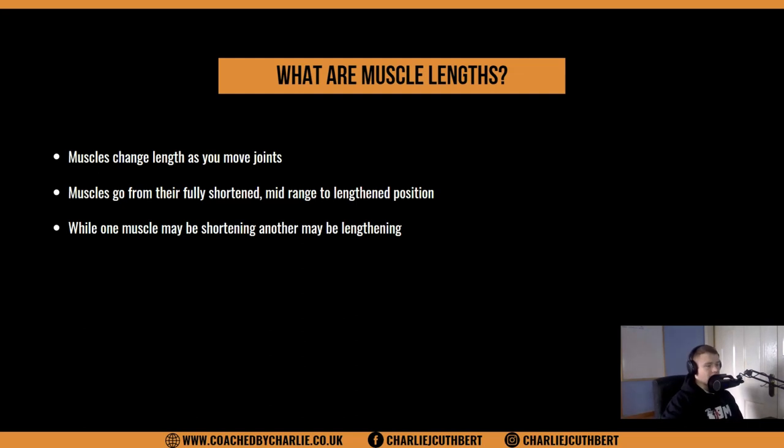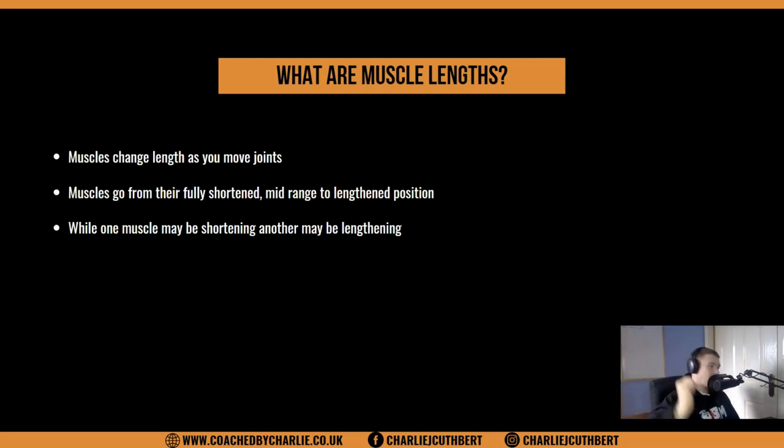So what are muscle lengths? What do I mean by the term muscle lengths? So muscles change their length as you move joints. So, let's say if you're watching this and not just listening to it while you're driving, if you're looking at the camera in the bottom right, if my arm goes from straight to bent, my bicep is going from fully lengthened to fully shortened. So as our joints move, we will change the length of a muscle. So our muscles can go from fully shortened, which is like here in the video, when my arm is fully bent, my bicep is fully shortened, to mid-range, and then their lengthened position.